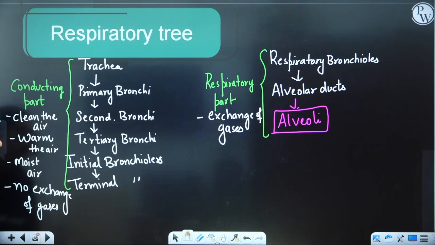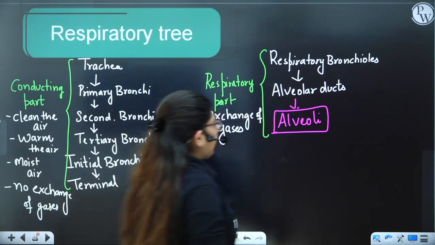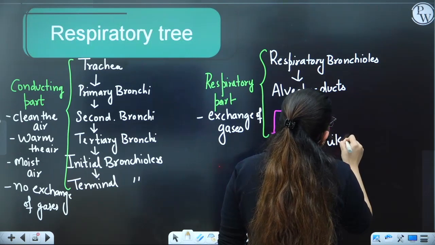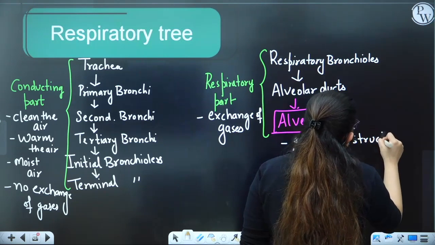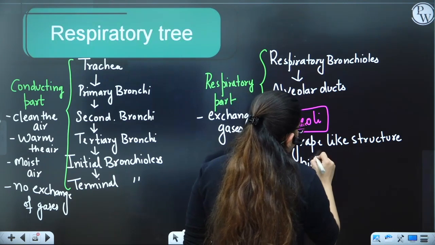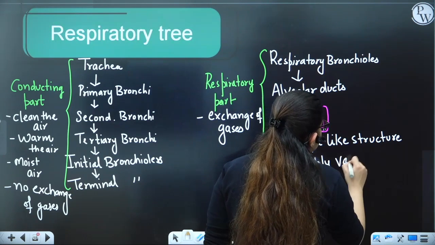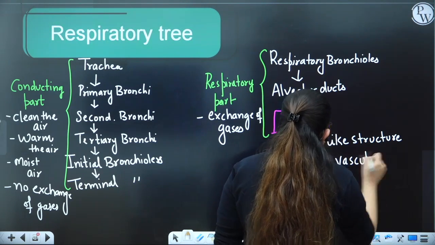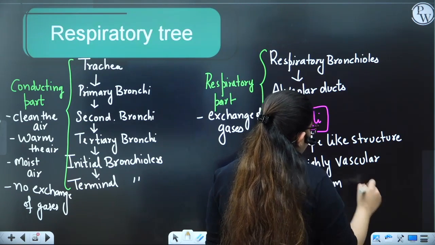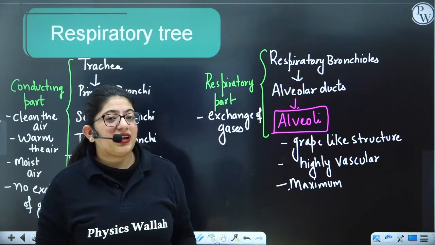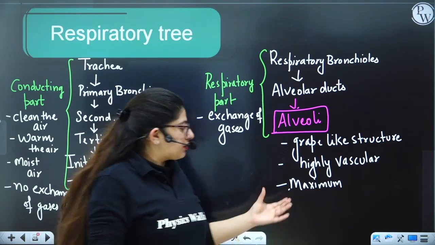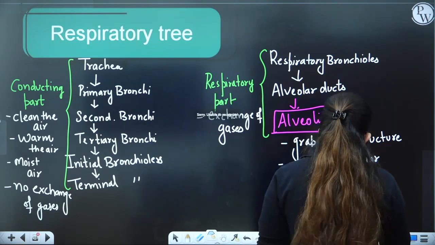All right. If I talk about alveoli, now what are alveoli? They are grape-like structures, highly vascular. It has a lot of blood supply. And there is maximum exchange of gases. If someone asks you the site where there is maximum exchange of gases, you will directly tick alveoli, right? So here is maximum exchange of gas.